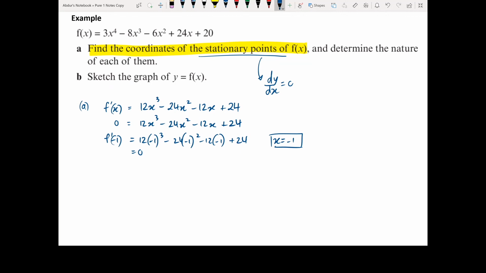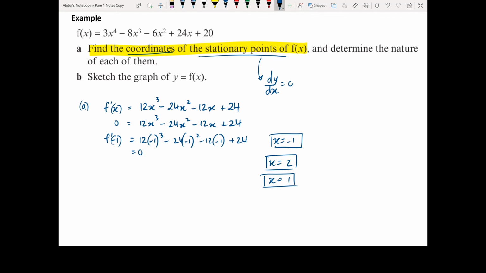We can then find another solution here, x equals 2, in a similar way. And the third solution is x equals 1. So we found the x values of the stationary points, but remember we are asked to find the coordinates of the stationary points. So in order to find the coordinates, we need to go and find the y value.